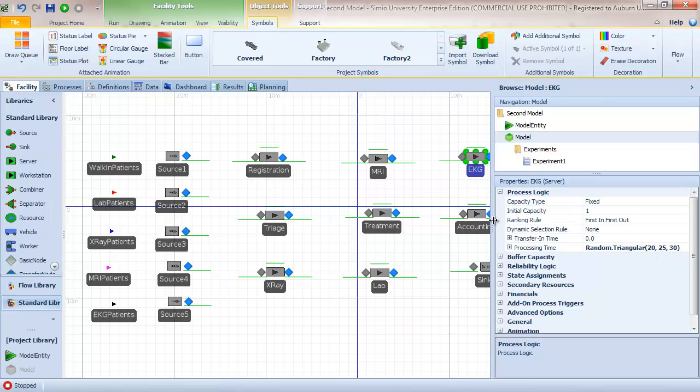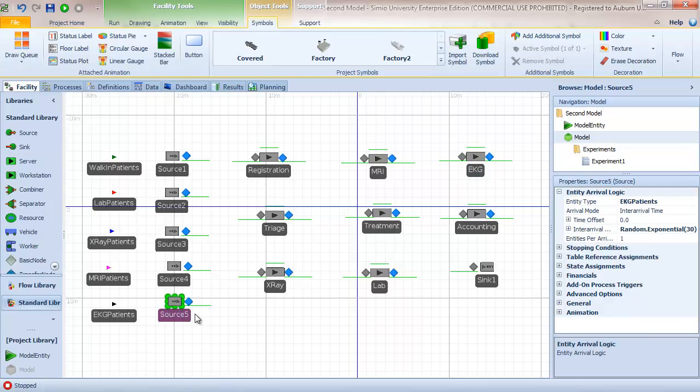So that looks good. I have an expected time of 25 and a capacity of 1. I go look at my EKG patients, and the EKG source is arriving with an exponential with a mean of 30 minutes. So that's 2 per hour.